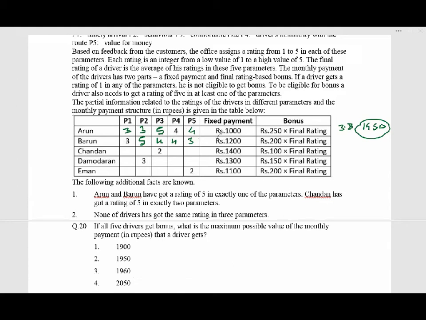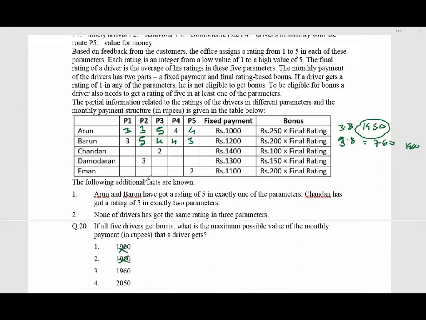So 9.8 into 200, 3.8 into 200, that is 780. 760 plus 1200, that is 1960. Another option. Okay, fine. 1950 and 1900 is not possible because 1960 is possible.